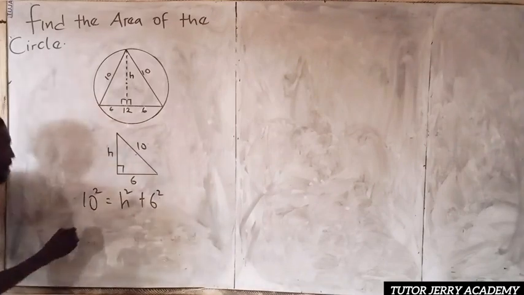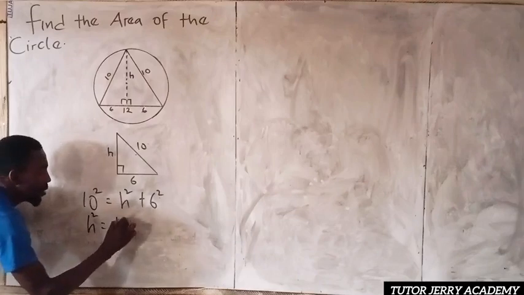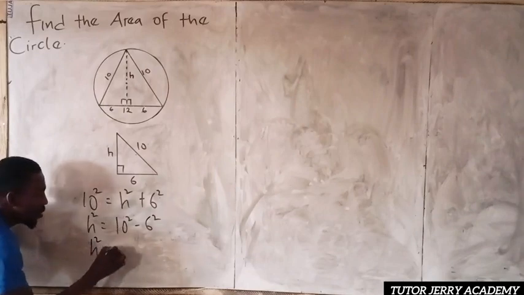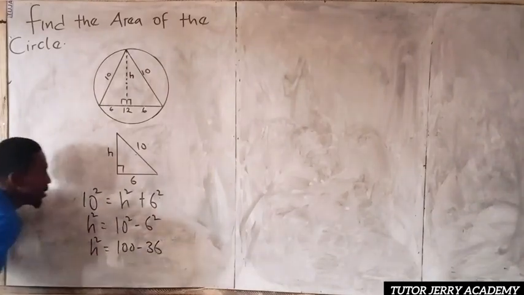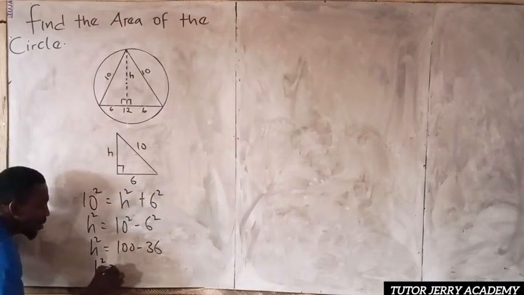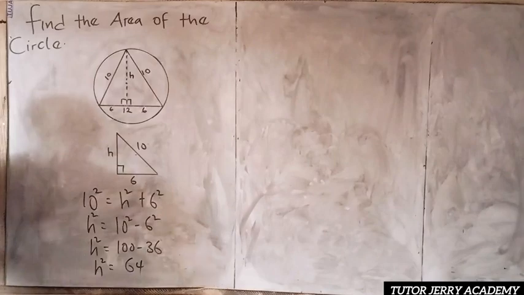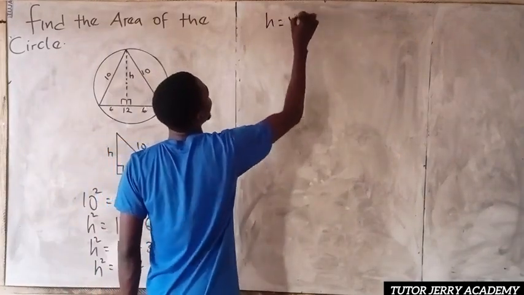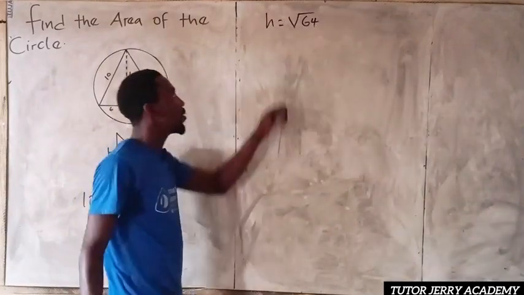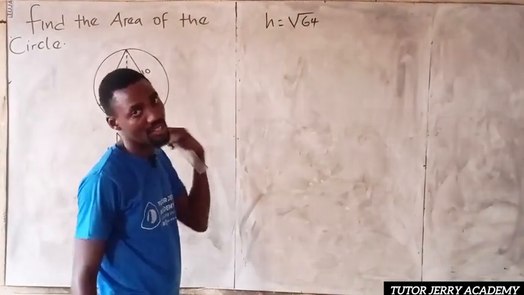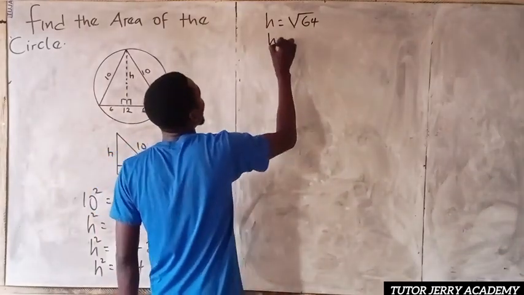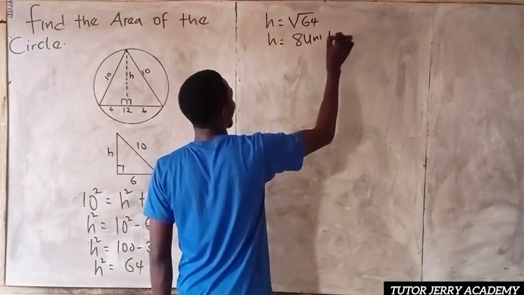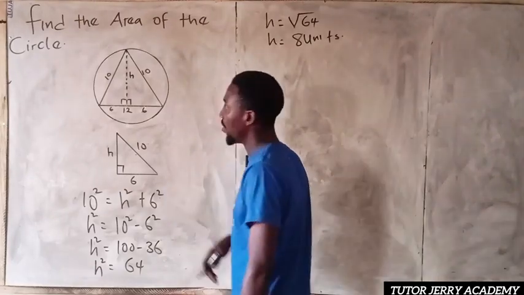If I make 8 squared the subject, 8 squared will be equal to 10 squared minus 6 squared. So 8 squared will be equal to 100 minus 36. And 100 minus 36 is equal to 64. If I take the square root of both sides, h will be equal to the square root of 64. I would have put plus or minus, but we cannot have a negative distance here. So h is the square root of 64, which is 8. So it's going to be 8 units.